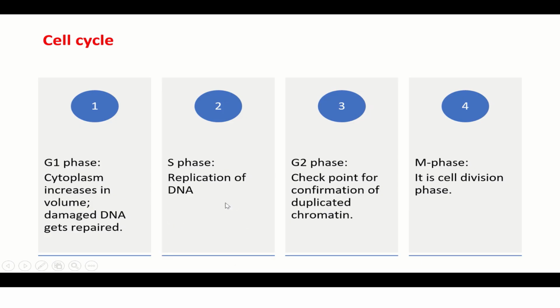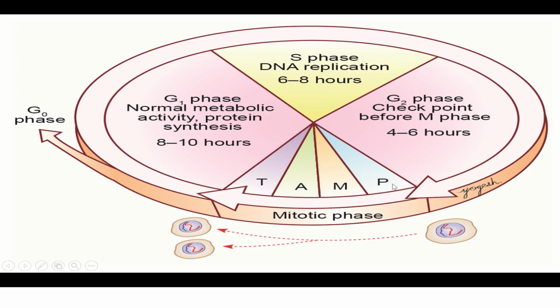Now coming to the cell cycle, just to refresh our knowledge. There is the G1 phase, S phase, G2 phase, and M phase. M phase is the mitotic phase where cell division is occurring. In the G1 phase, the cytoplasm increases in volume and damaged DNA gets repaired. In the S phase, there is replication of the DNA. In the G2 phase, there is a checkpoint for confirmation of duplicated chromatin. And ultimately the mitotic phase has prophase, metaphase, anaphase, and telophase, in which there is successive division.